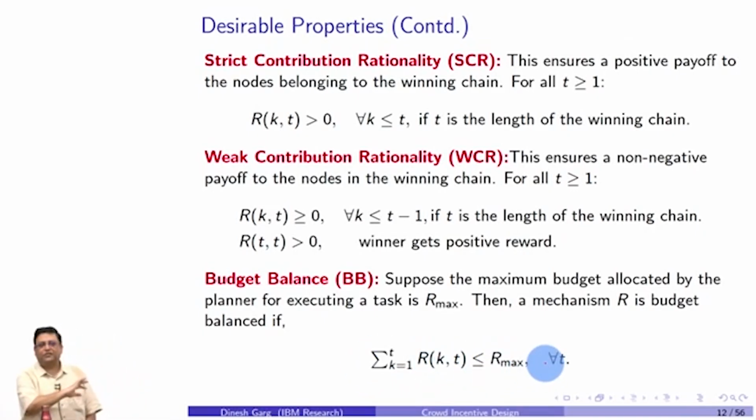And by the way, in this talk, I am assuming that any node who is not part of the winning chain is going to get a 0 reward. That's still a point of debate, right? But we are currently focusing only on the space of those reward mechanisms where I will pay anybody who is part of the winning chain. If at all you want to get money, you have to be part of the winning chain. Otherwise, there is no way you can get the money.